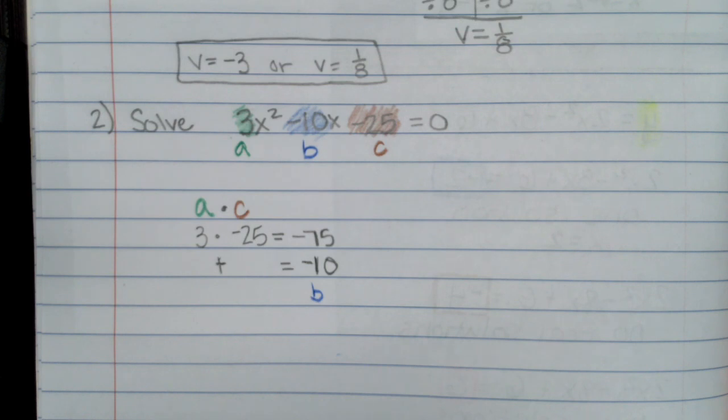Alright, so on your blue sheet, are you going to look at the box of 75 or the box of 10? 75. Good, 75. So we're looking at this box. There are 3 pairs in it. We need to decide which one of those pairs can I add or subtract to get negative 10. So what about 75 minus 1? No. 3 plus 25? No. 25 minus 3? No. 5 plus 15? Yes.